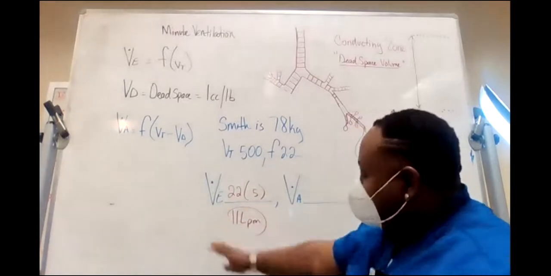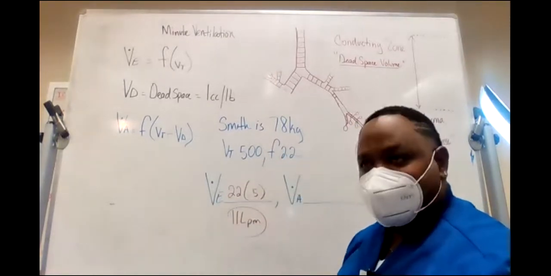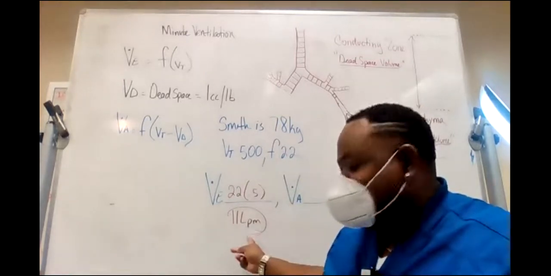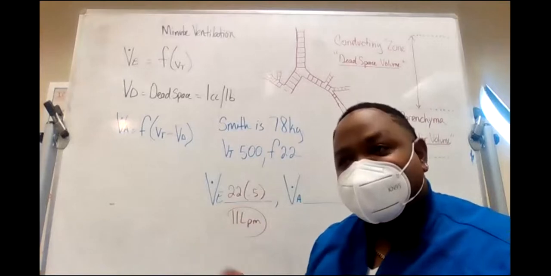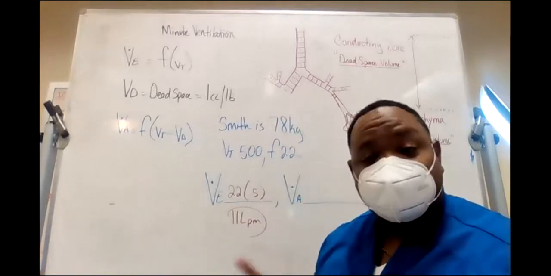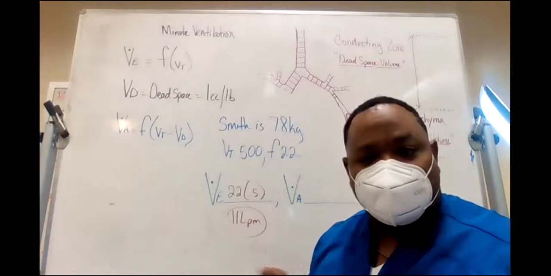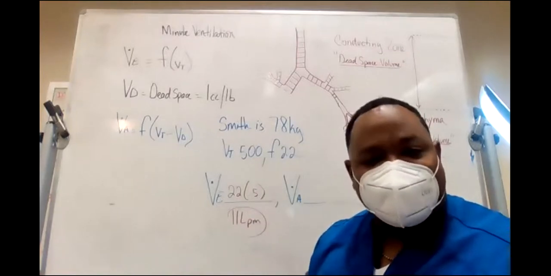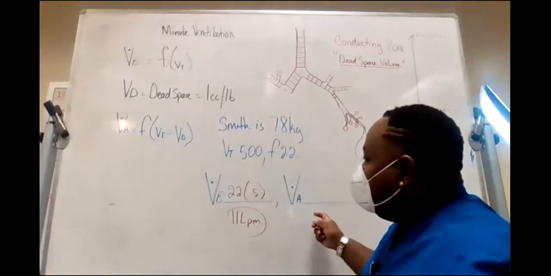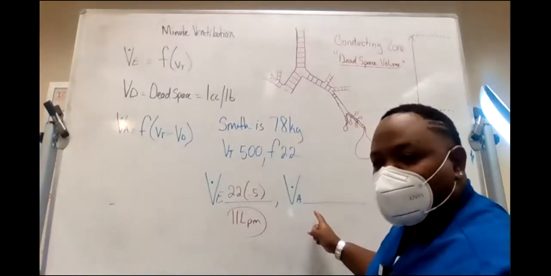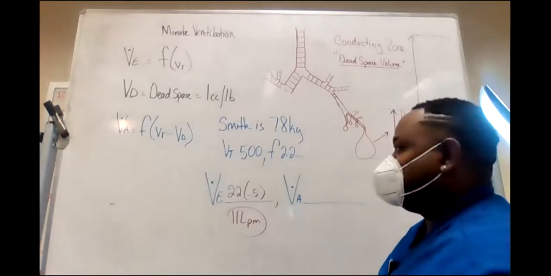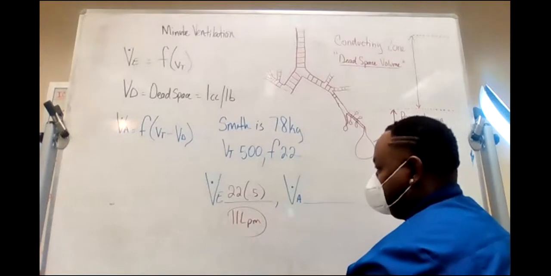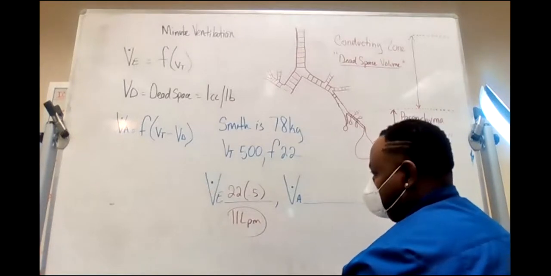Now I wanna know, out of that whole 11 liters per minute of gas that's moving in and out of the whole system, how much of that gas is actually participating in gas exchange? That's what I wanna know, because that's what's important. I could care less what's going on in the conducting zone. I need to know how much is transpiring in the alveoli. So Courtney, what is the formula for alveolar minute ventilation? It is frequency times tidal volume minus dead space.